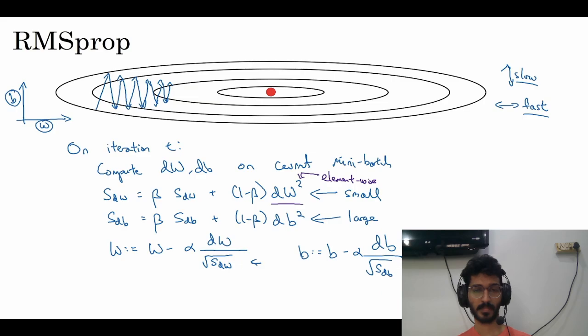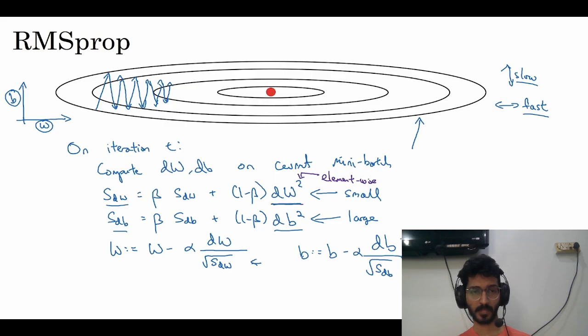And indeed, if you look at the derivatives, these derivatives are much larger in the vertical direction than in the horizontal direction. So the slope is very large in the b direction, right? With derivatives like this, this is a very large db and a relatively small dW, because the function is sloped much more steeply in the vertical direction, that is in the b direction, than in the W direction, the horizontal direction. And so db squared will be relatively large, so Sdb will be relatively large, whereas compared to that, dW squared will be smaller, and so SdW will be smaller.